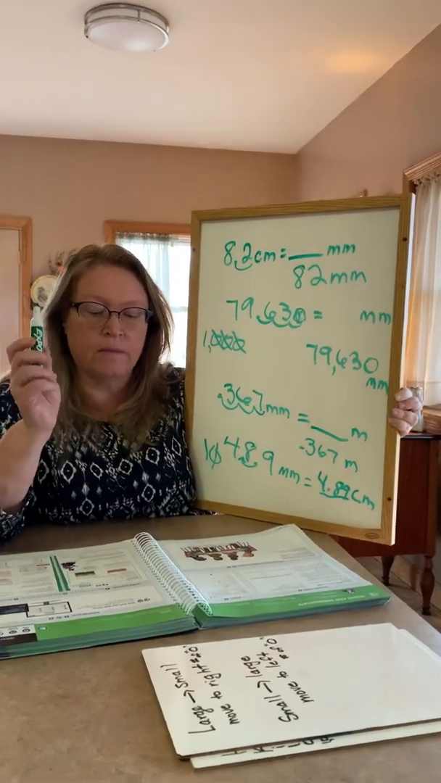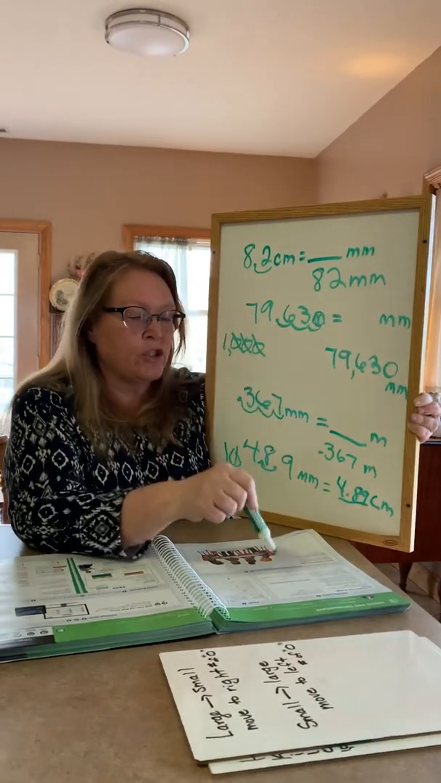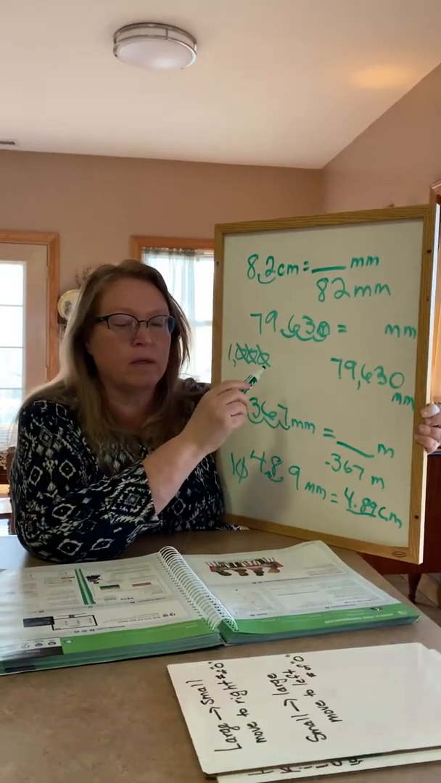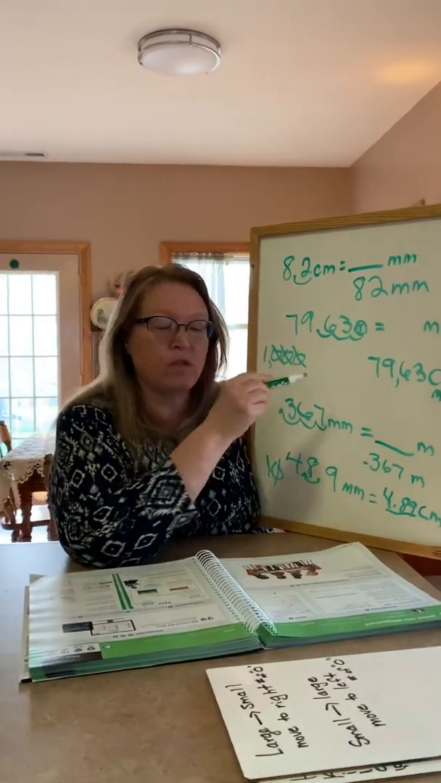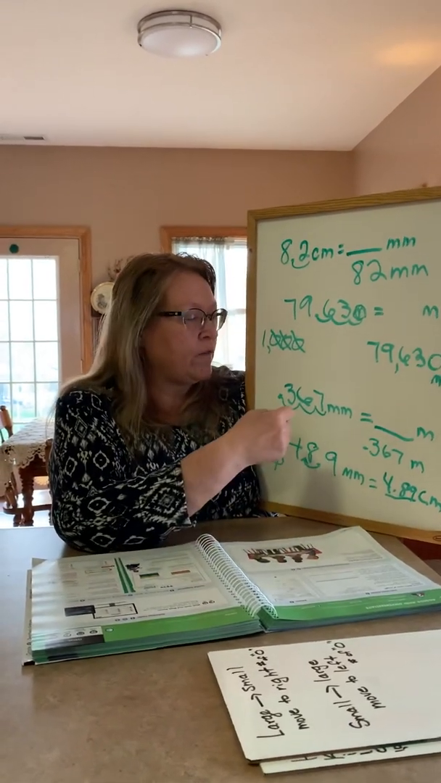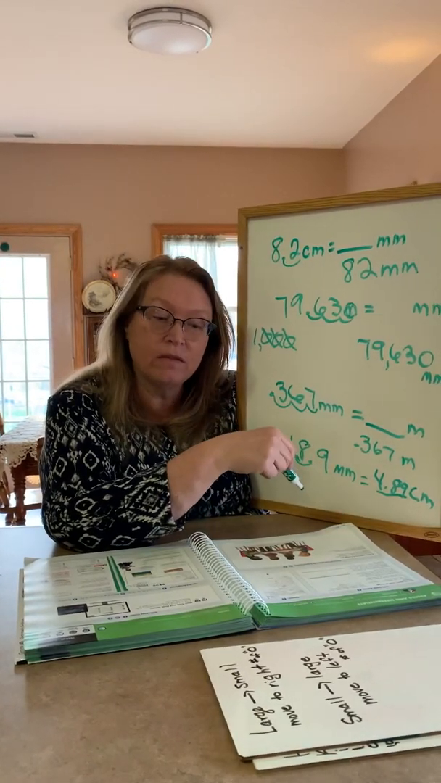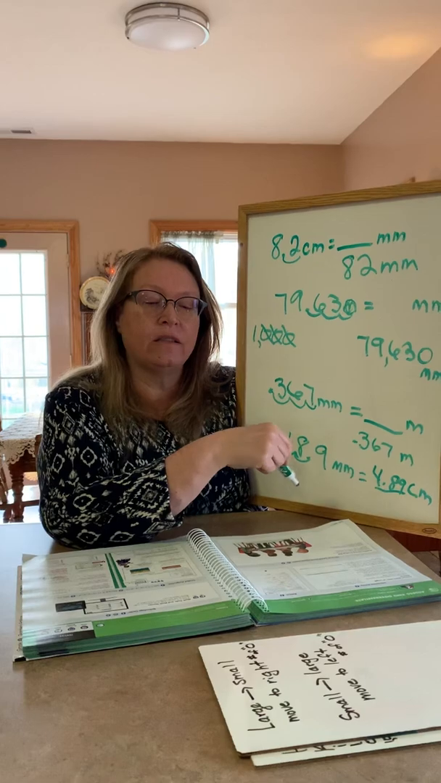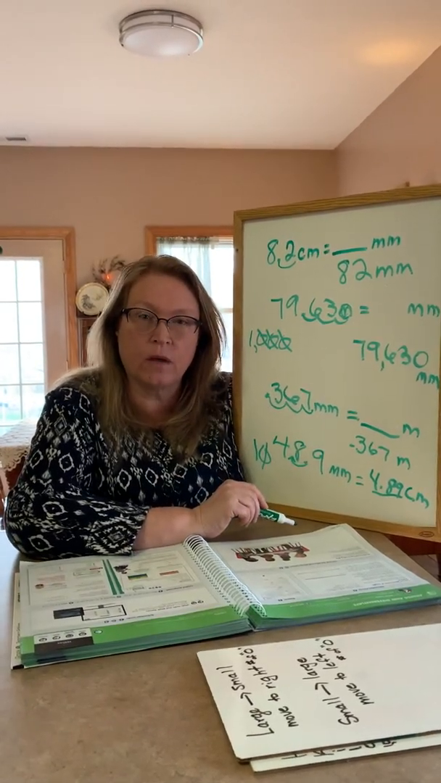So it's not difficult. Just remember to use the chart. Know whether you're going from large to small. Move it to the right, the number of zeros in your chart. If you're going from small to large, then you're going to go to the left, okay? And you are going to just move that the number of zeros in your problems, okay?